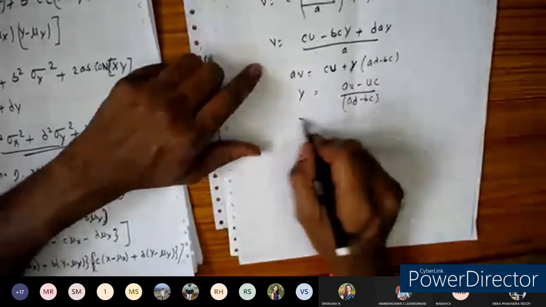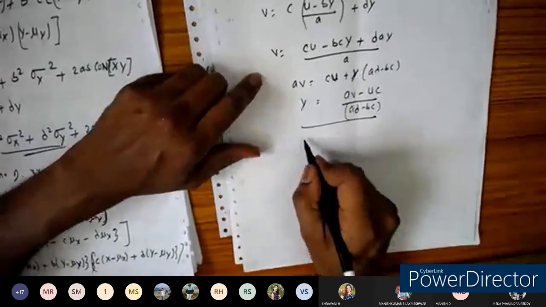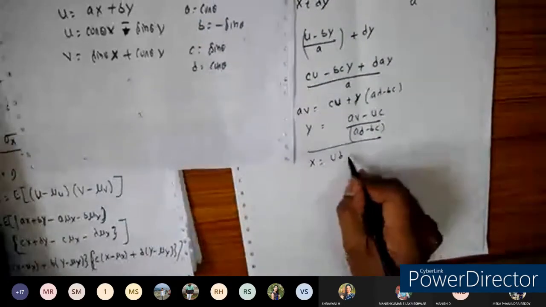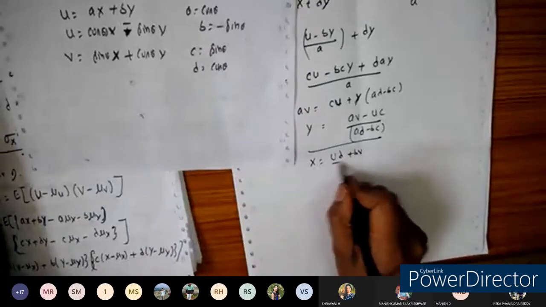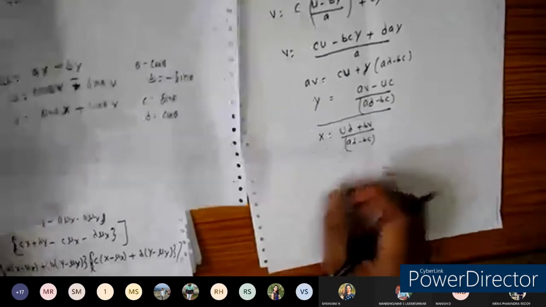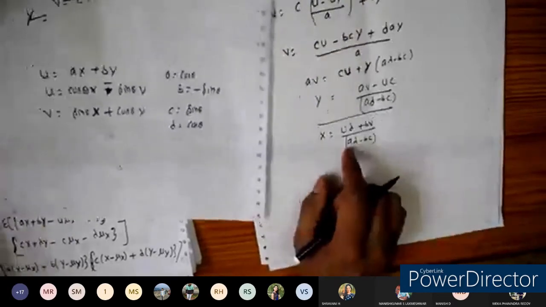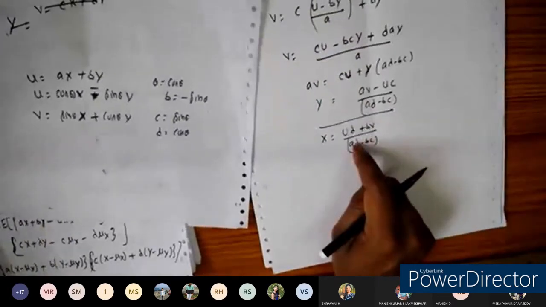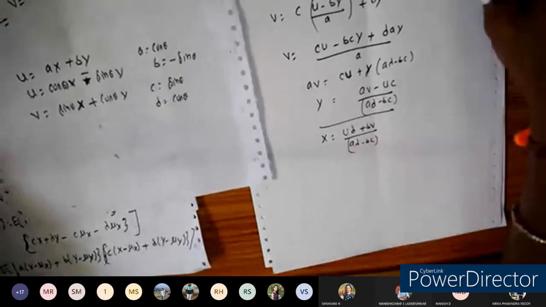So got it now. So we got this expression, and for x we got it in the previous class. The x we got as the inverse transform variable, which is nothing but ud minus by divided by ad minus bc. Ad minus bc. Okay. So done. So we have done the inverse transformation of the random variables. Okay. So now what shall we do?